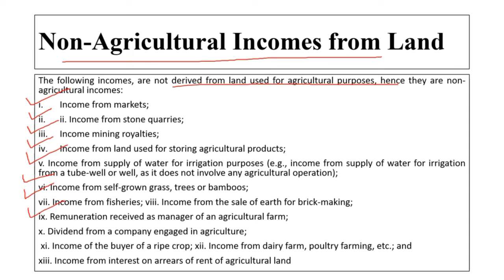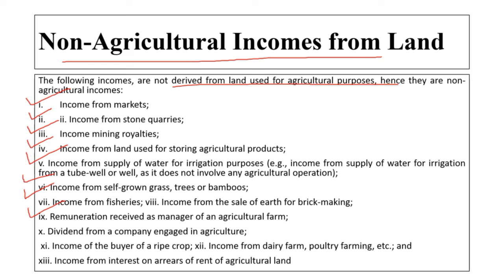Then remuneration received as a manager of an agriculture farm. If you are a manager and you receive any remuneration from the agriculture farm, it will not be considered as agriculture income. It is non-agriculture income. Dividend from a company engaged in agriculture: whatever dividend or interest we receive from a company engaged in agriculture will not be considered as agriculture income, it is non-agriculture income.